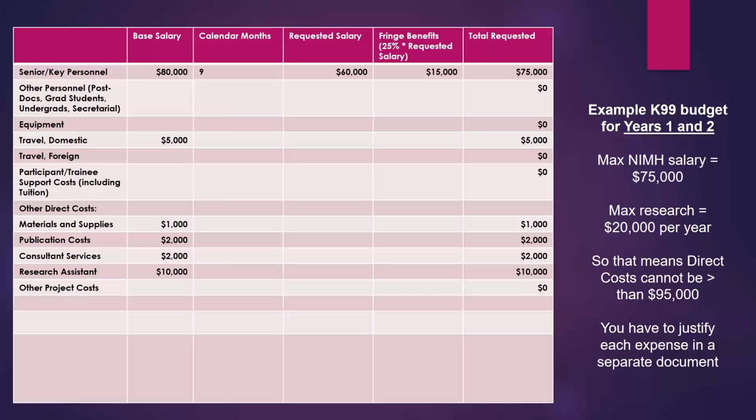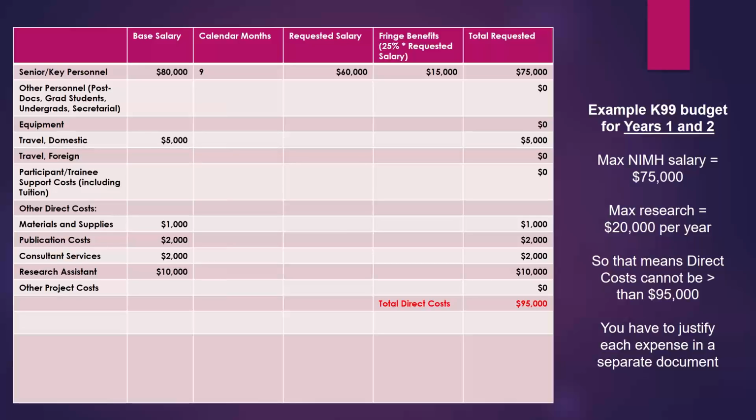Consultant services, so say I'm hiring a statistician to help me do the analyses, and it ends up being 2K for the first year. Let's say that I decide to have a research assistant to start setting up my EEG equipment, and they're going to work part-time, so that'll be 10K. Other project costs, I have nothing else, and so my total direct costs, if I add up everything on my grant, including my salary and everything in the last column, it ends up being $95,000.